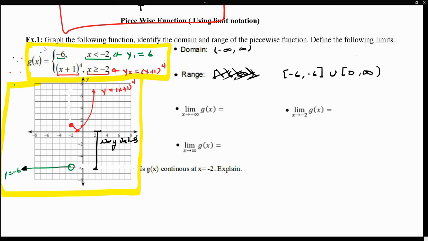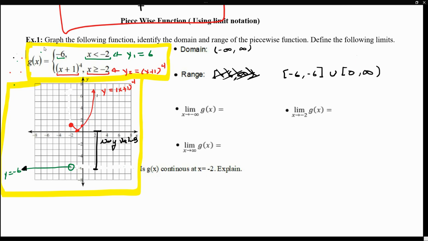So now this is one way of writing the range. This is saying I'm using all y values from -6, and then I'm going to be jumping from -6 to 0. So therefore, I'm not using them. But I am going to be using all those y values from 0 to positive infinity.